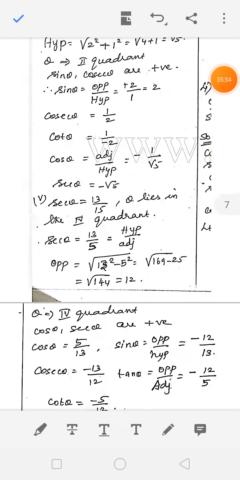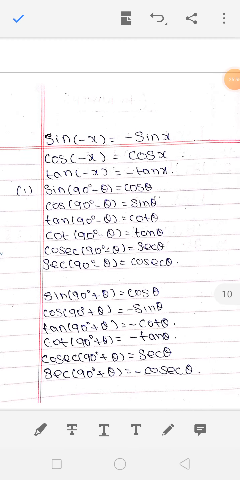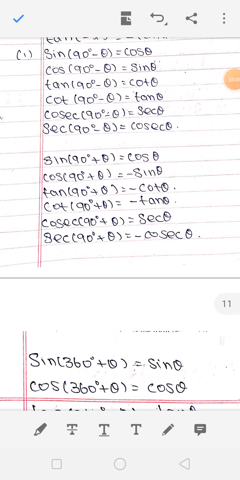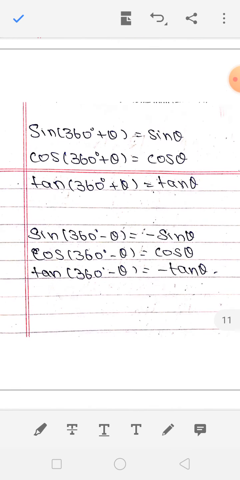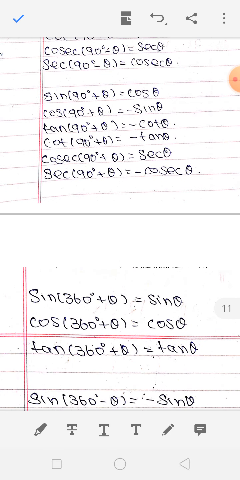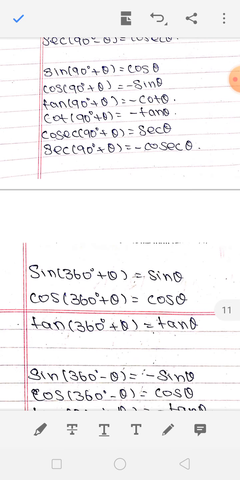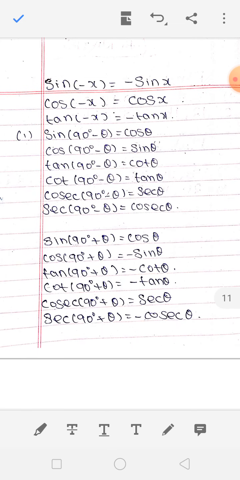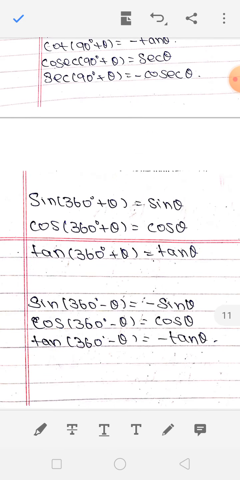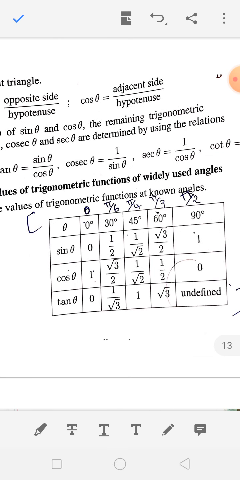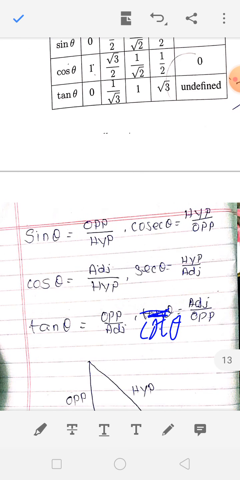Okay, so you must know these properties. If you get to know these properties, all the sums are very easy. So first of all you have to write these properties on one paper and then try all the sums, your method. And you should also know this table and the Pythagoras formula.